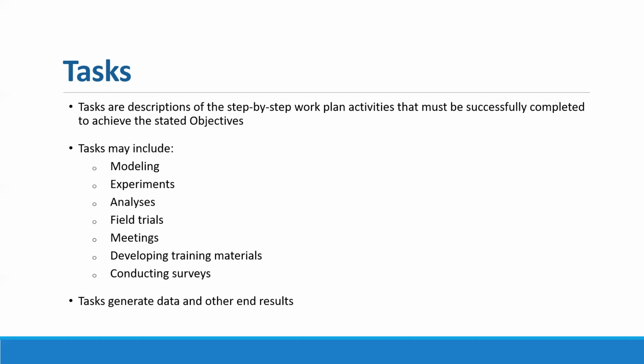So tasks may include things like modeling, experiments, analyses, field trials, meetings, developing training materials, and conducting surveys. These are just a handful of examples. This is by no means a complete list. There are many, many more tasks out there. And then at the end of the day, tasks are generating data and other end results. And this data and results are then what gets reported to DPR in the deliverables.